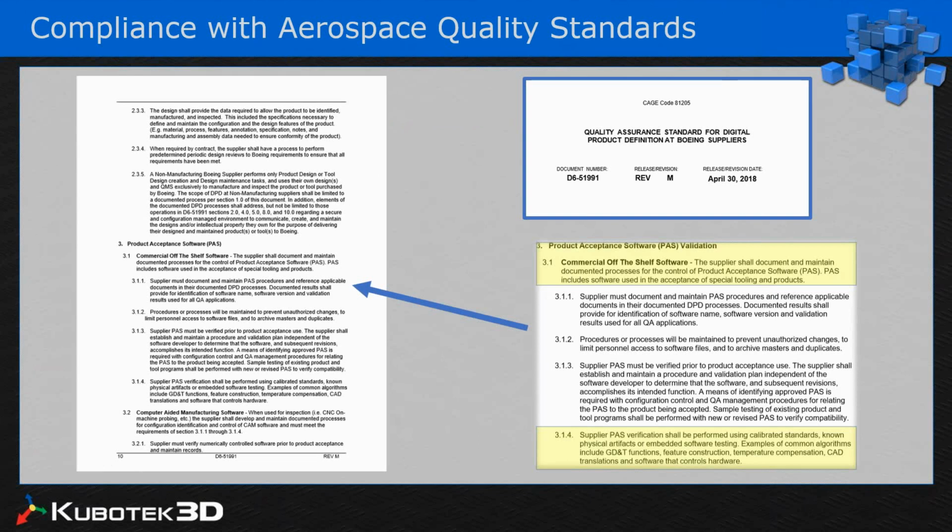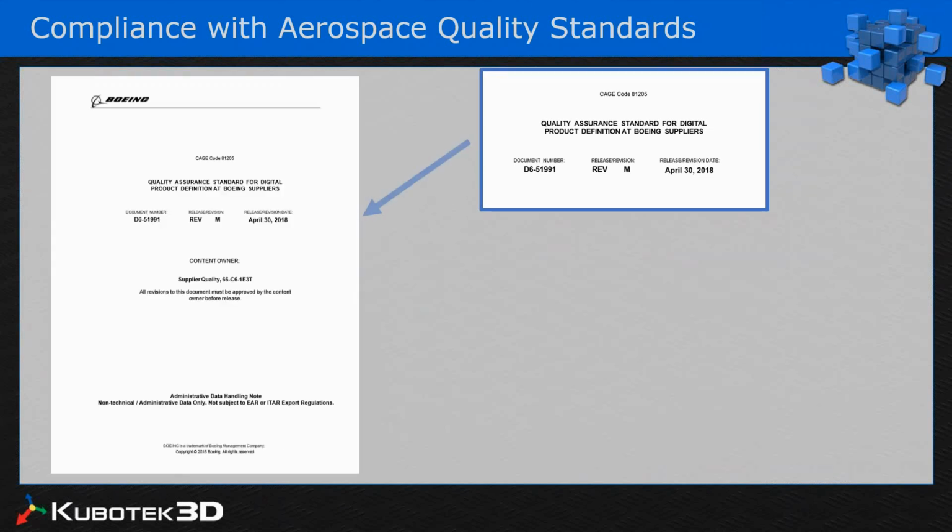And basically at the bottom here, it's saying that supplier product acceptance software verification shall be performed using calibrated standards, known physical artifacts, or embedded software testing. That's basically what that self-test is. It's a test of known physical artifacts, and it's embedded in the software. So when you install the software, you can click self-test, and as long as all those files pass, you know that that installation is good. And that was meant to comply with this part of the standard.